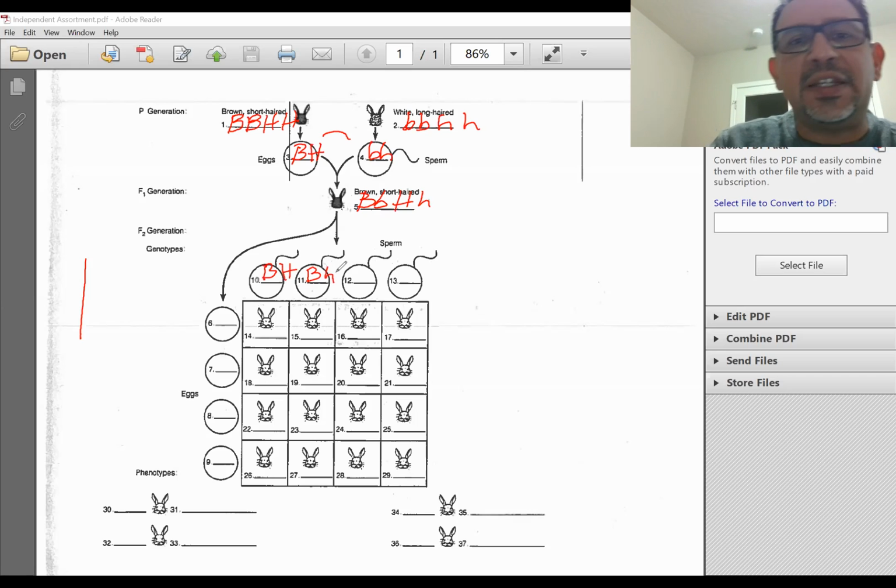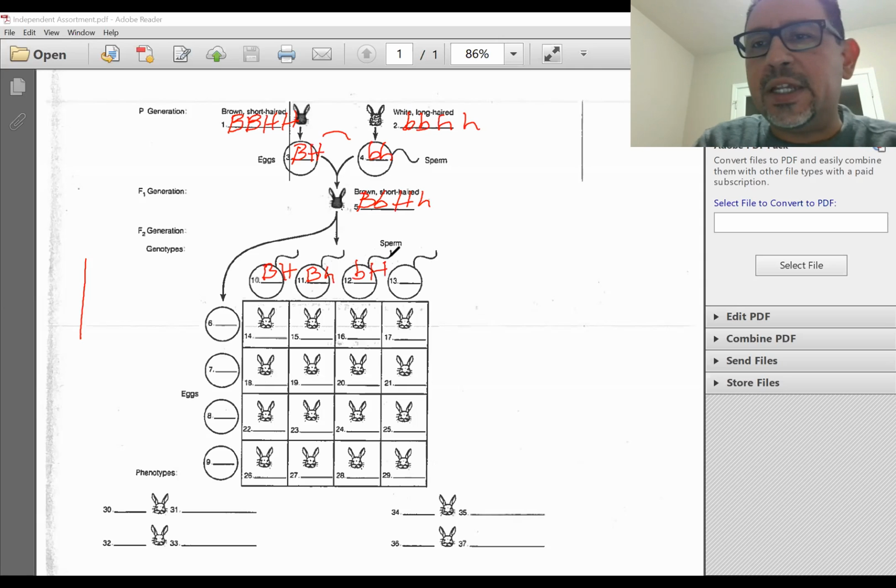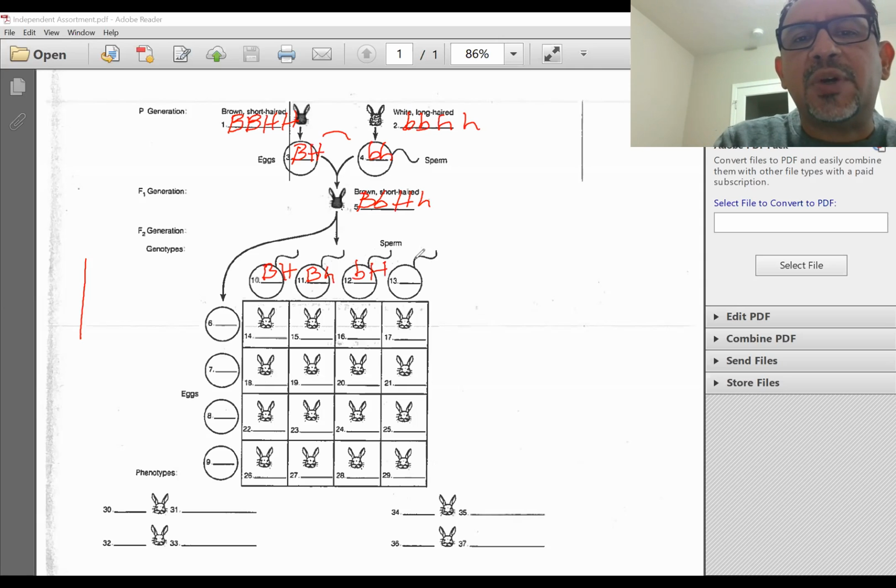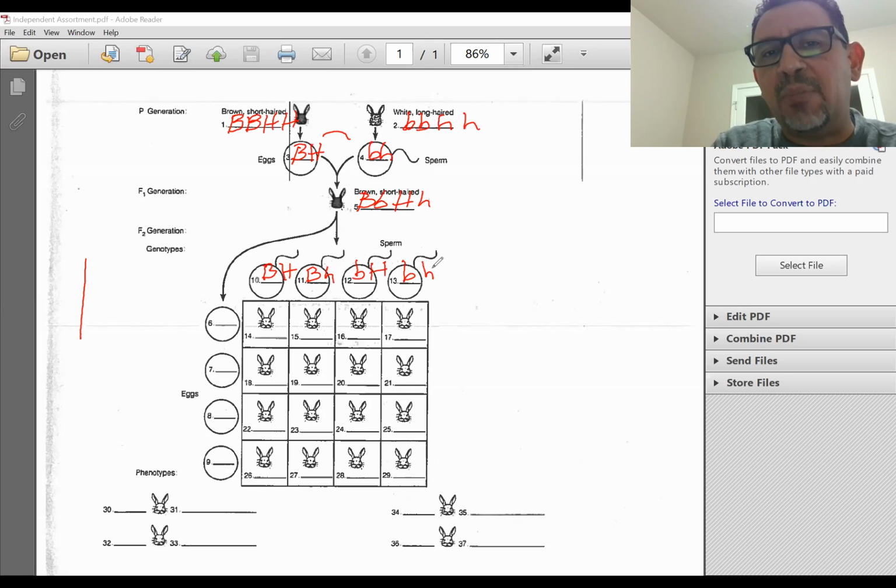That's also a possibility. Now let's take a look at the lowercase b. We can have lowercase b with capital H. Sure, why not? It's independent assortment. And we can also have lowercase b with lowercase h. 4 different kinds of combinations of b's and h's can be obtained. And if you don't believe me, you can try it on a piece of scratch paper, and you will see that there's only 4 different combinations.